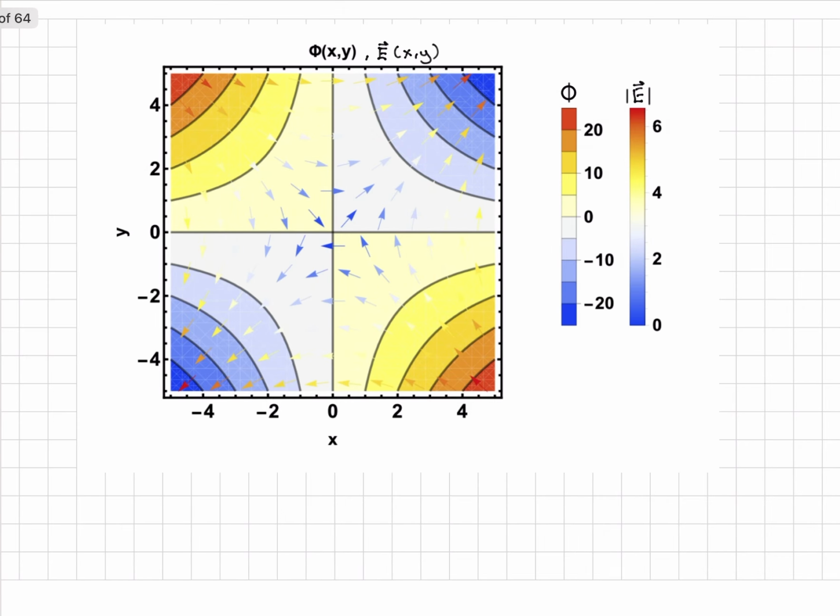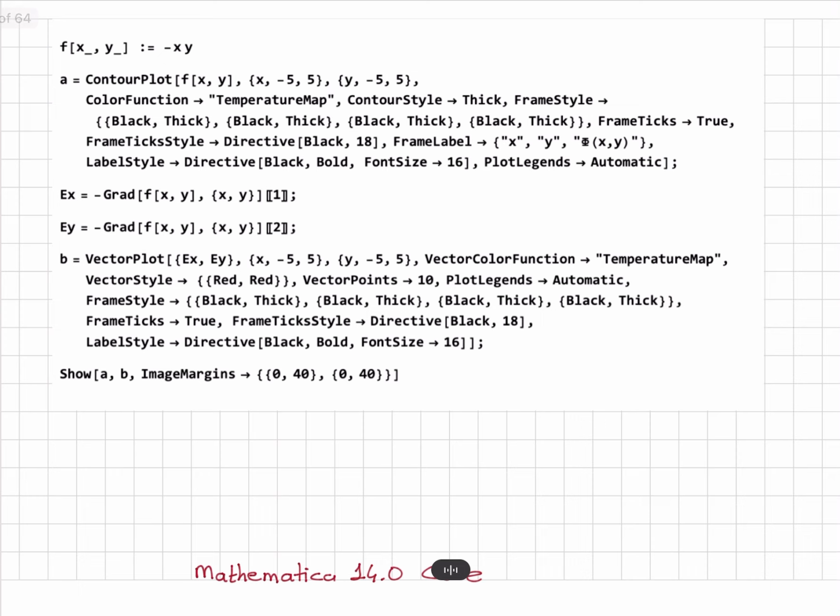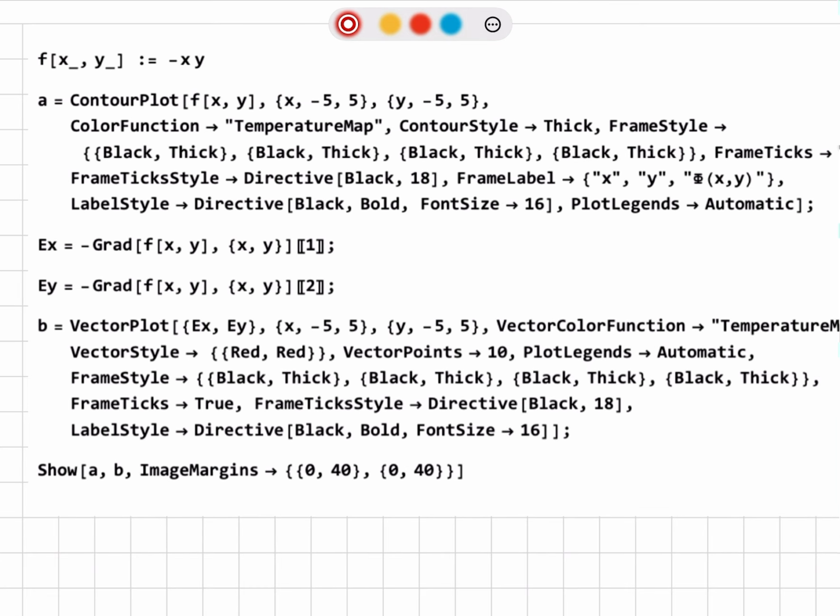Okay, so this function phi is equal to minus xy, I can plot it using a contour plot in Mathematica between minus 5 and 5, x equals minus 5 to 5, and y equals minus 5 to 5. And also I can plot my electric field lines by taking minus the gradient of this function and doing a vector plot.